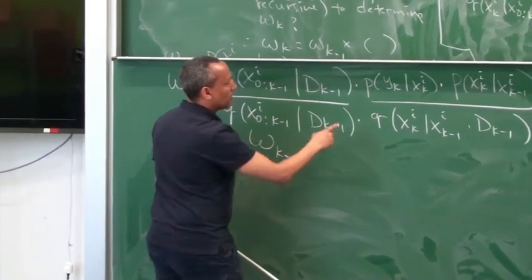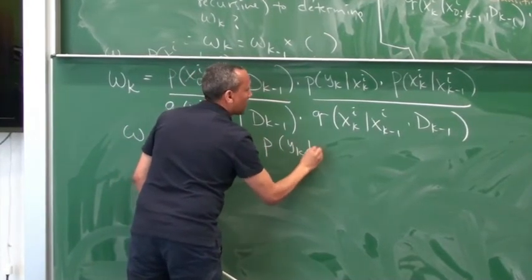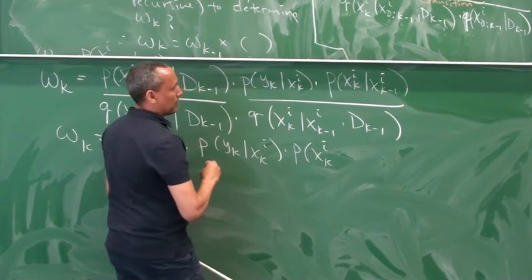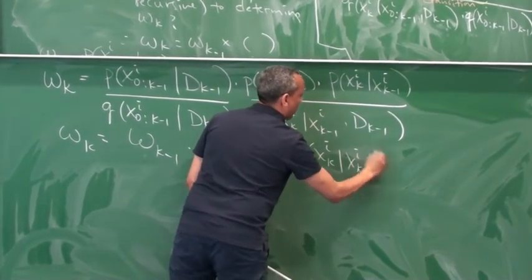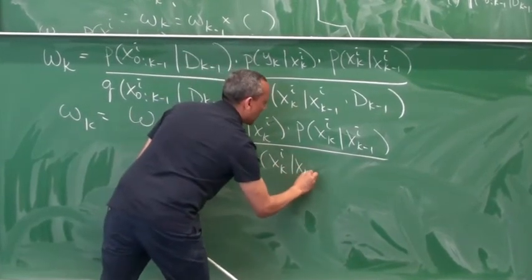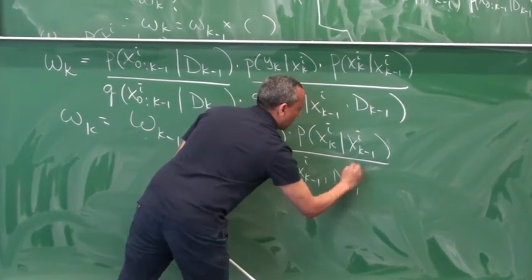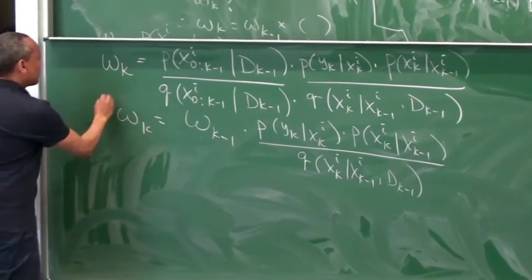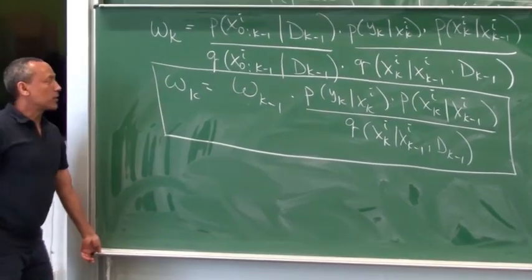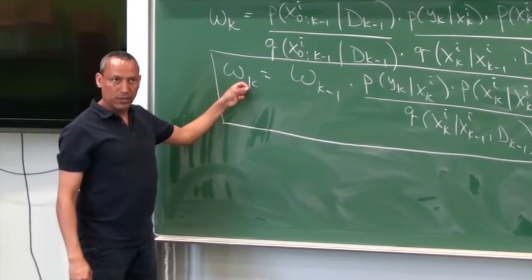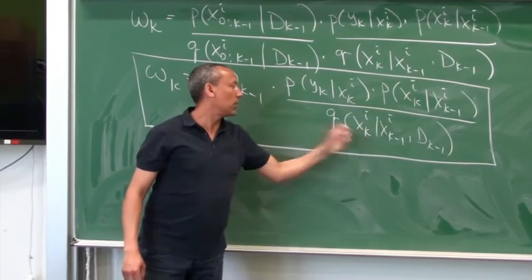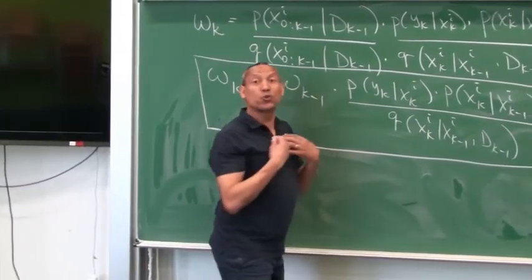So w_k is w_{k-1} times the measurement here, probability of y_k given x_k, times the transition x_k given x_{k-1}, divided by this q of x_k^i given x_{k-1}, d_k. So you see that to do the Monte Carlo approximation, we can do it iteratively. The weight we assign for the k-th instance depends on the weight we have assigned for k-1, but with this term, measurement, transition, and some normalization.